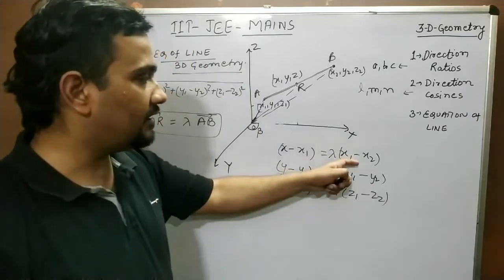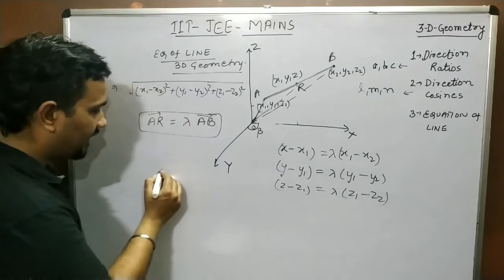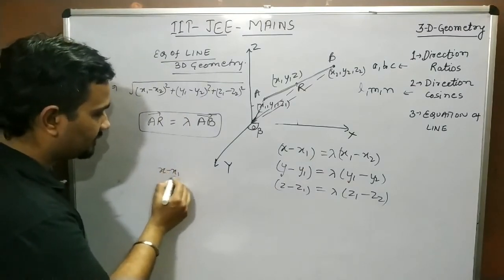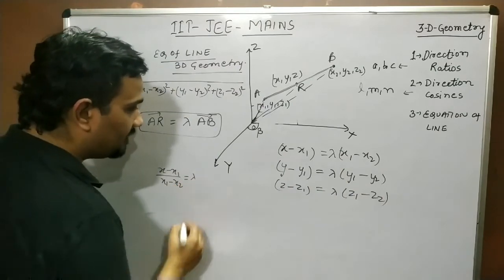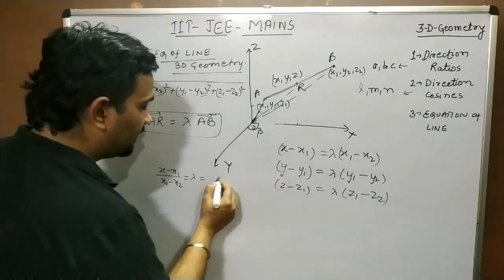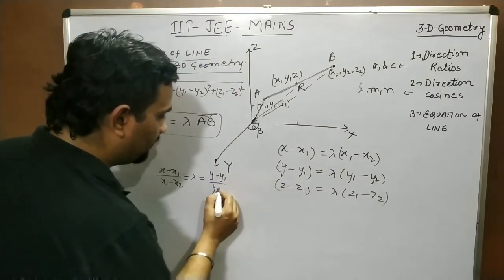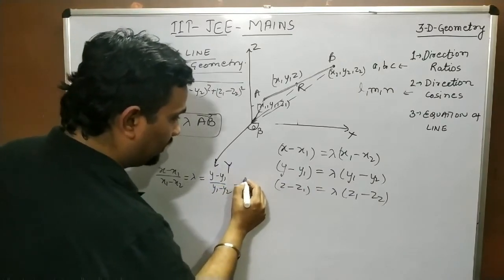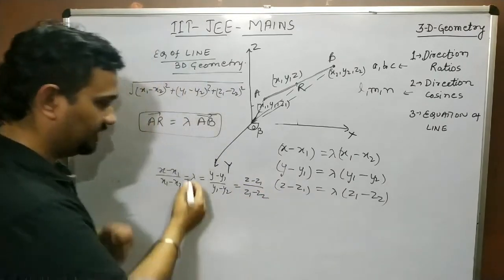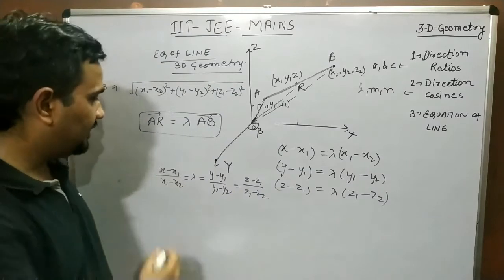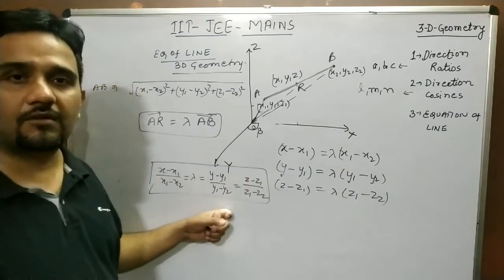Okay, so if we divide by this x1 minus x2 over here, how can we rewrite it? We can rewrite it as x minus x1 upon x1 minus x2 is equal to lambda. It can be taken from this value also: y minus y1 upon y1 minus y2 is equal to z minus z1 upon z1 minus z2. So this is your lambda. So this is the equation of the line.